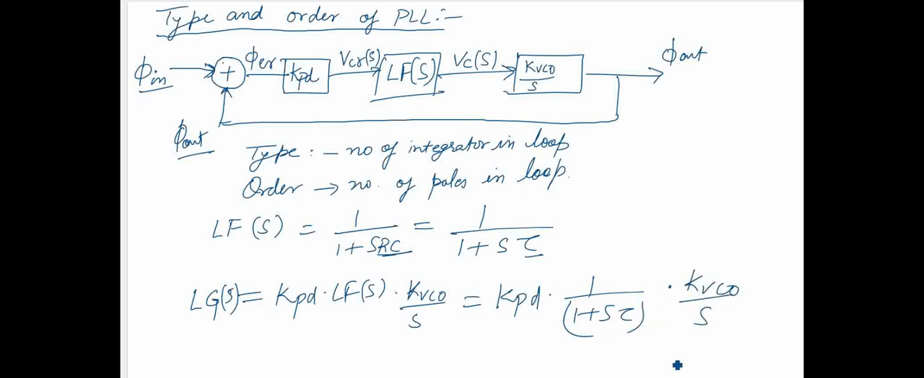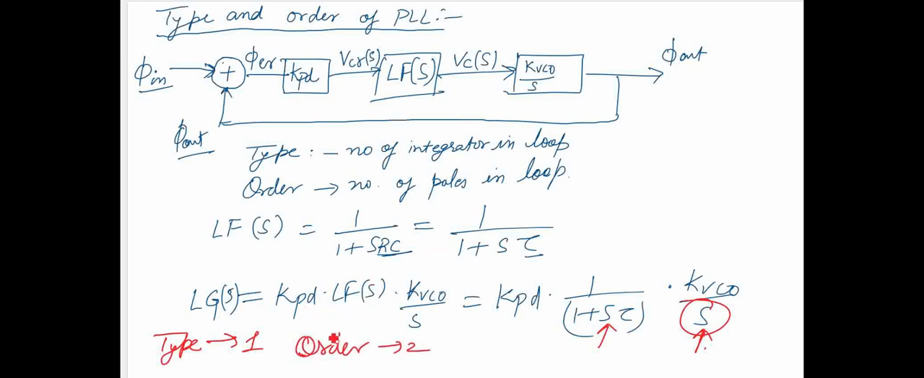So how many integrators are there? There is only one integrator. And how many poles are there? There are two poles. One pole is there and one pole is there. So what is the type of the system? Type will be 1. And what is the order? Order will be 2.